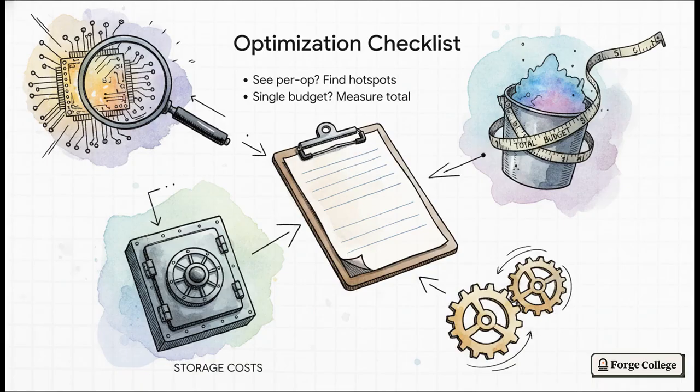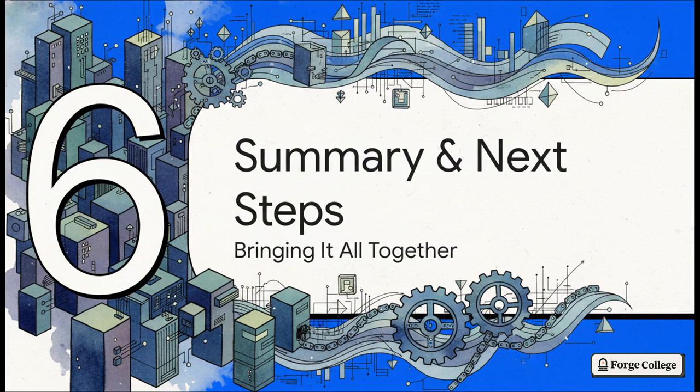Seriously, it will massively lower your cognitive load. Just ask yourself, can I see per-op cost? If yes, prioritize those opcode hotspots. Is execution constrained by a single budget? If yes, measure end-to-end compute and split the work if you need to. And lastly, are storage costs separate? If yes, treat your persistent state writes as an entirely separate optimization target. Simple as that.